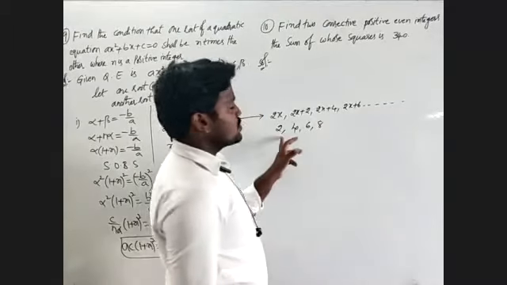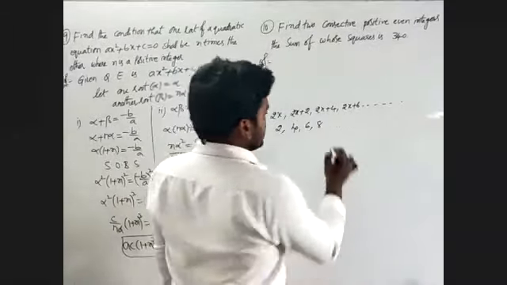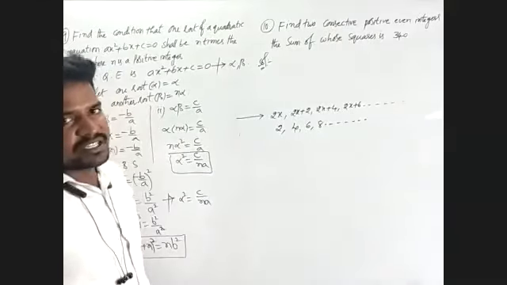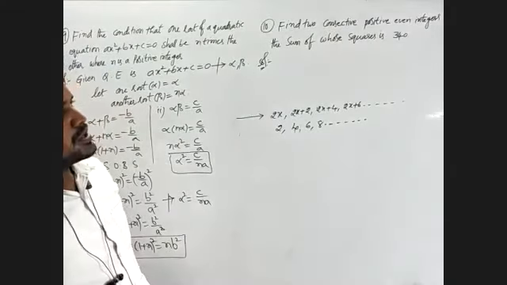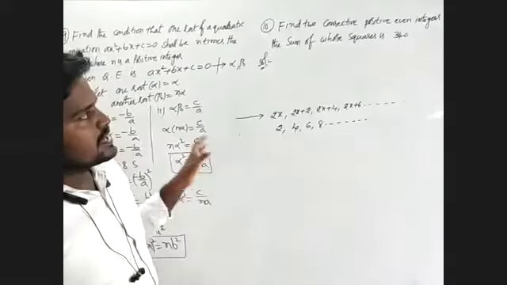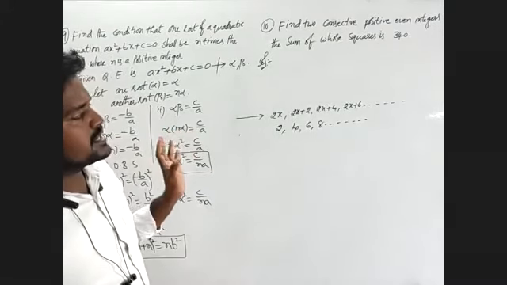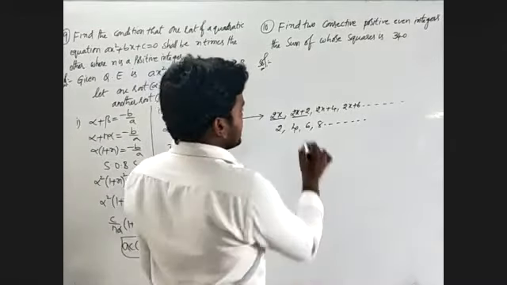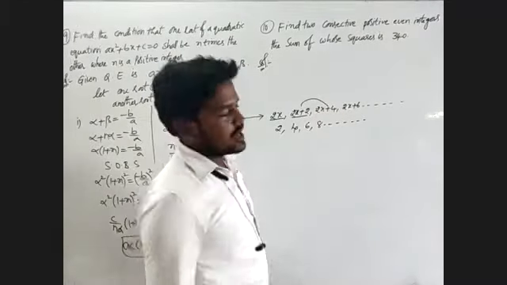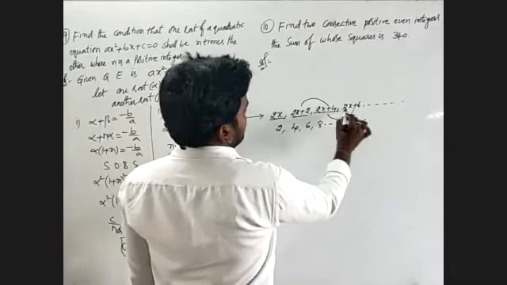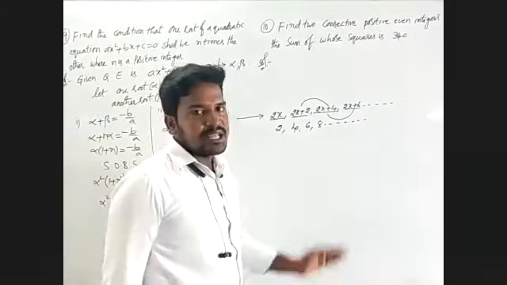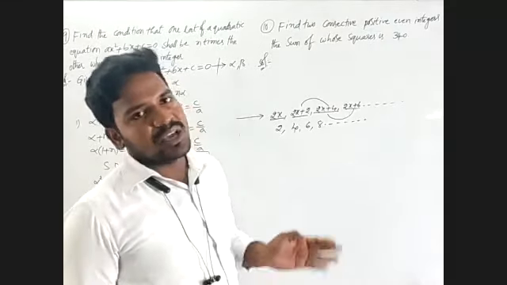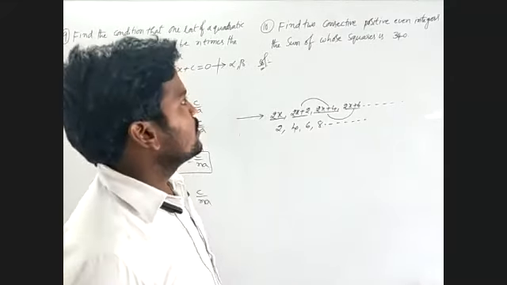That is 2, 4, 6, 8 and so on are consecutive positive even integers. If you take any two consecutive positive even integers, I will take 2x and 2x plus 2, or 2x plus 2 and 2x plus 4, or 2x plus 4 and 2x plus 6. Consecutive means even numbers that come one after another. Okay, we will observe this one.